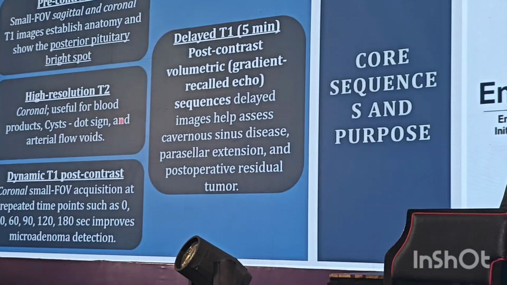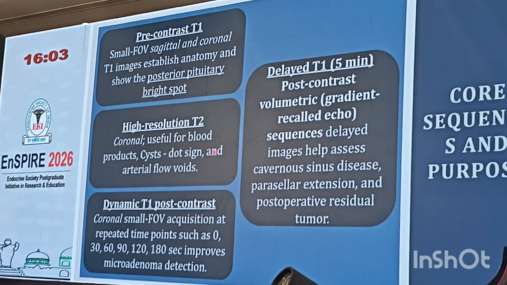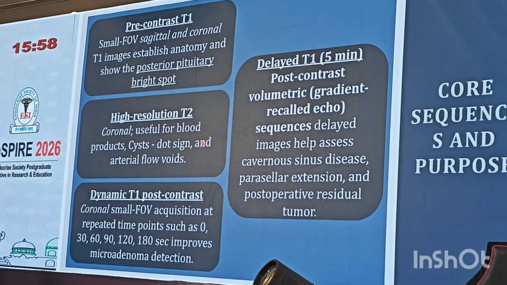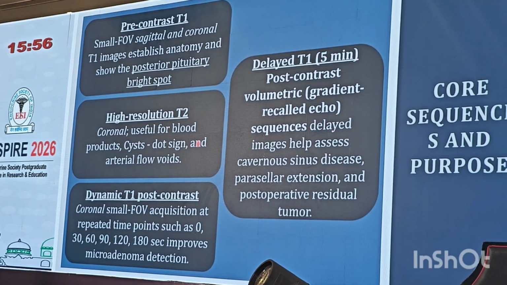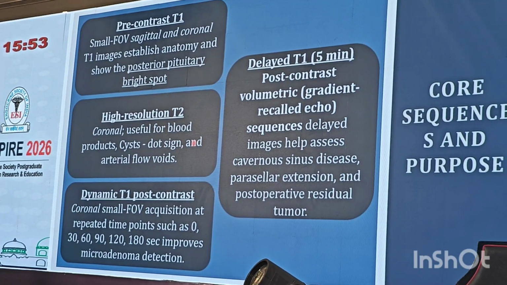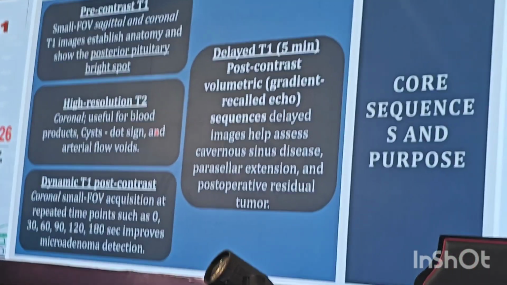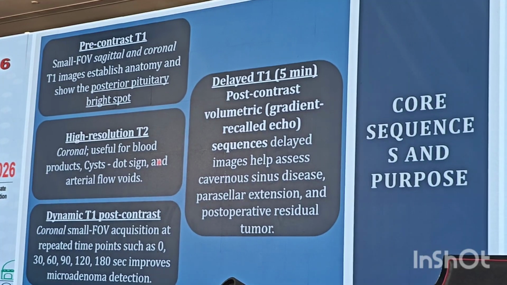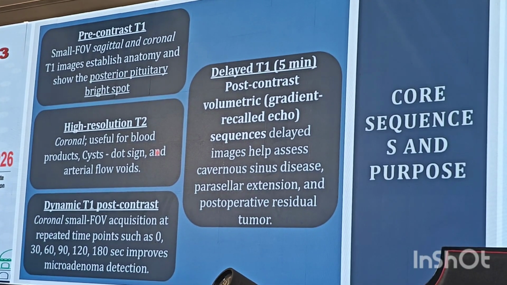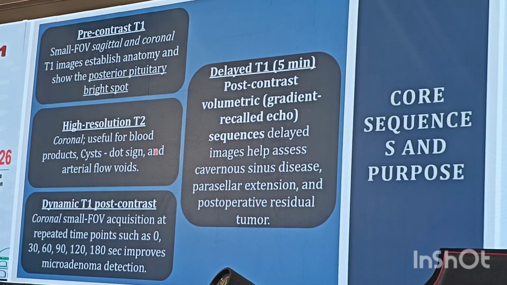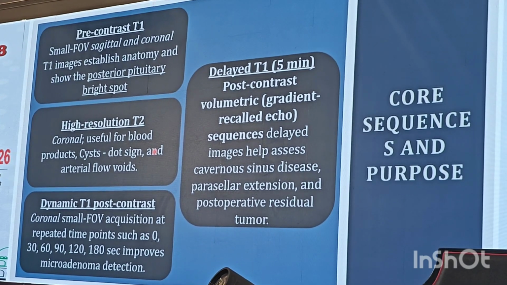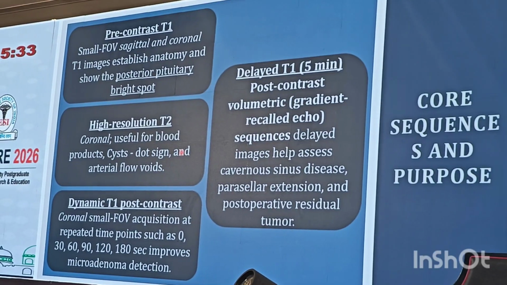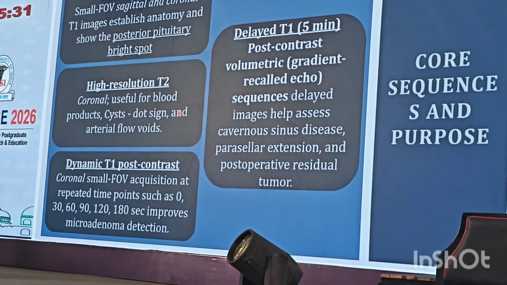Why are all these sequences important? So pay attention to this. We acquire a T1, a T2, a dynamic post contrast and a delayed sequence in our institute. We have a 3 Tesla and a 1.5 Tesla MR in our institute, so we use them both. For the T1 sequence, the most important thing you need to see is the posterior pituitary bright spot. On the T2 sequence, the most important thing I would like to stress is cyst. Cyst contains fluid, and fluid is dark or bright on T2? It is bright on T2, right?